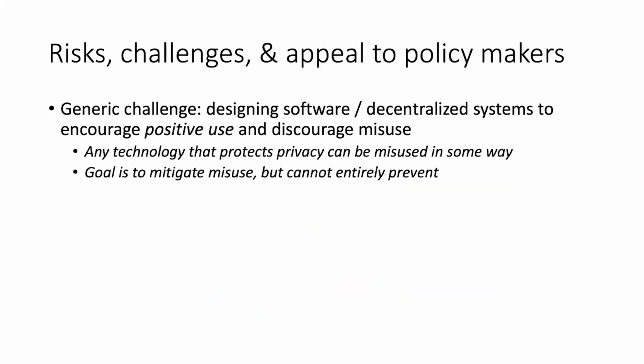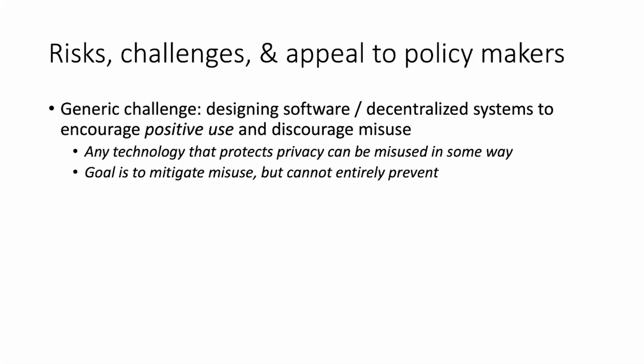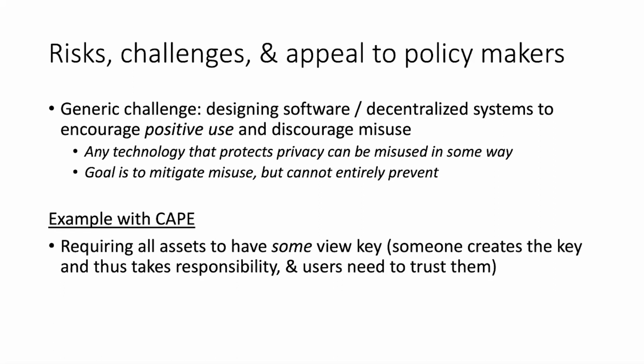So there's a generic challenge here of designing software and decentralized systems to encourage positive use and discourage misuse, which is part of the design philosophy of this. Any technology that protects privacy can be misused in some way. I think it's a very challenging topic right now, how to approach privacy protocols and blockchains. In the wake of Tornado Cash being sanctioned, there's a lot of discussion happening across government and industry on how to design systems that encourage good use and discourage poor use. It's sometimes hard to define, though. There's a duality to what's bad and what's good, of course. But this does impact some of the decisions that we try to take in CAPE.